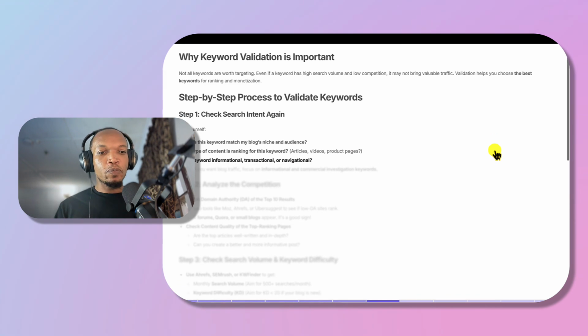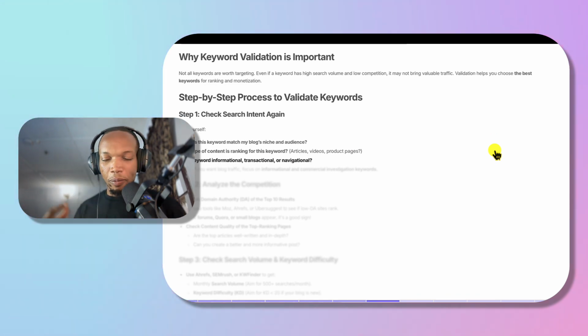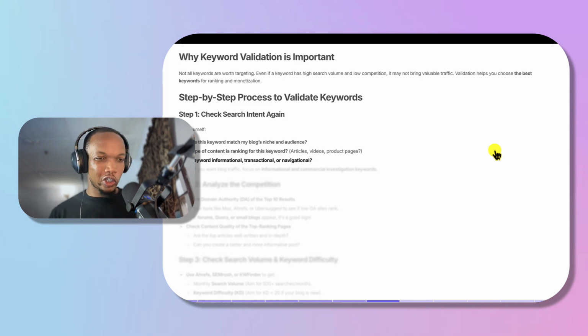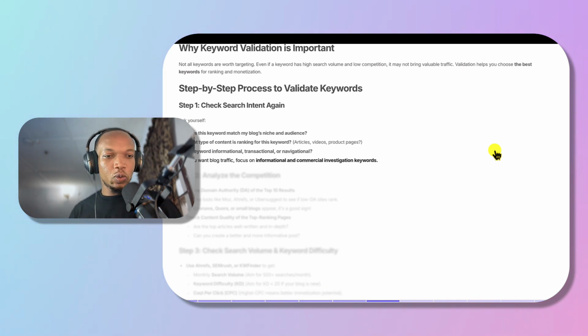Content type. Next thing you want to check is whether the keyword is informational, transactional, or navigational. You want to make sure you're checking this as well. I said if you want your blog traffic, focus on informational and commercial investigation keywords. I've said this before, right? Informational, how-tos, especially the people also ask and people also search.